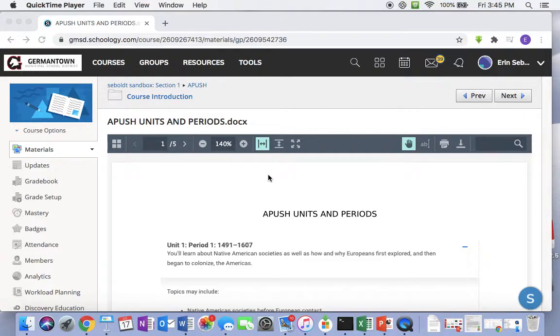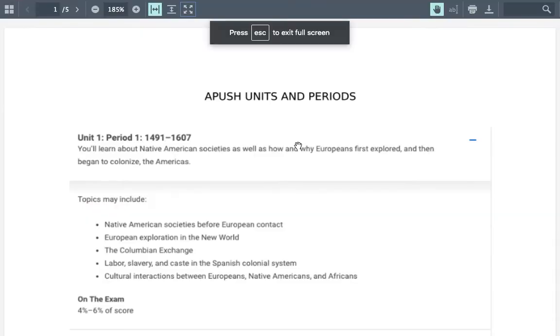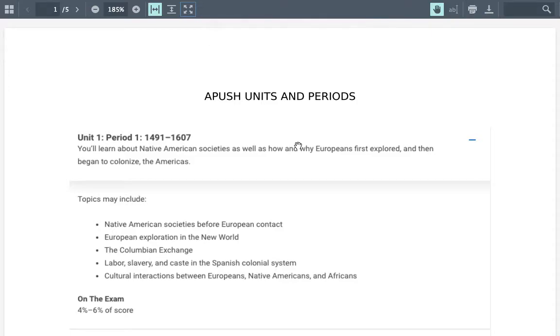in those time periods and units, and also the percentage of the test that will come from that time period, which sort of tells me, as the teacher, as the facilitator, how much time to spend on each topic. And then also you, when you go back to study, maybe where to put your focus and emphasis.